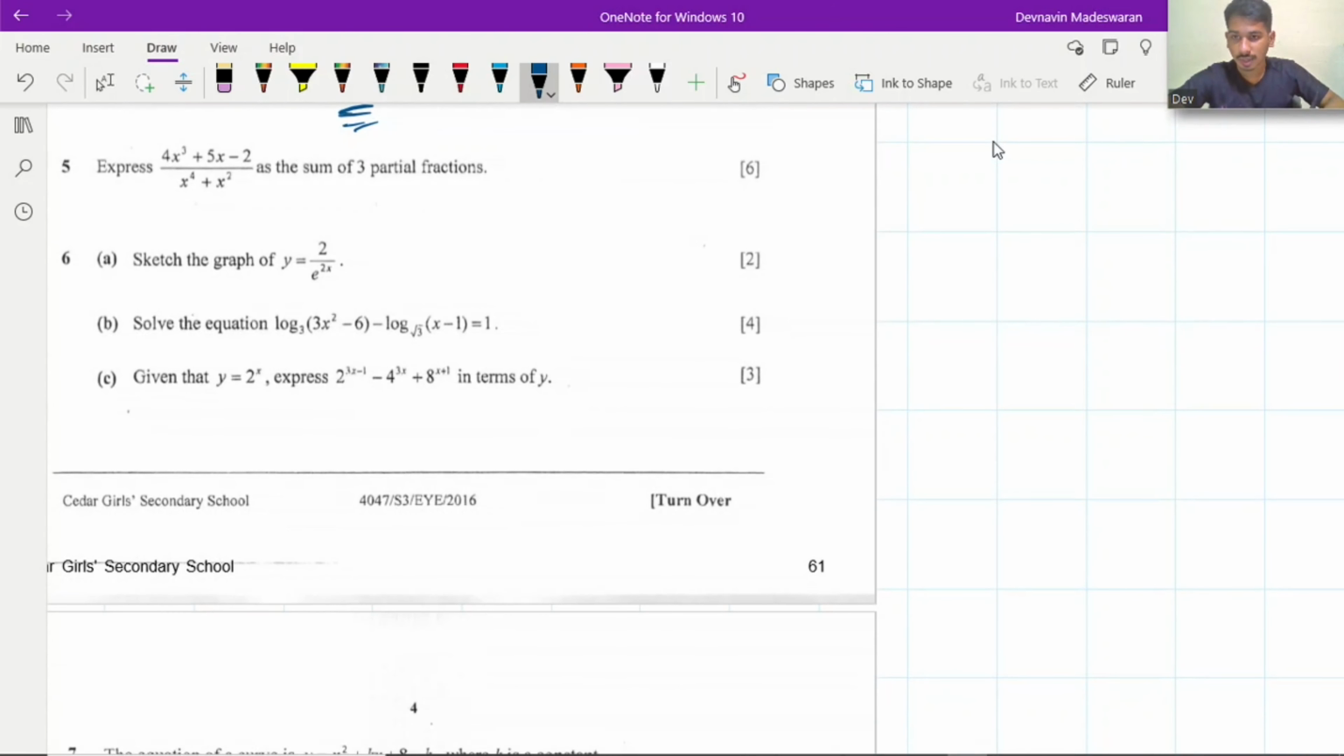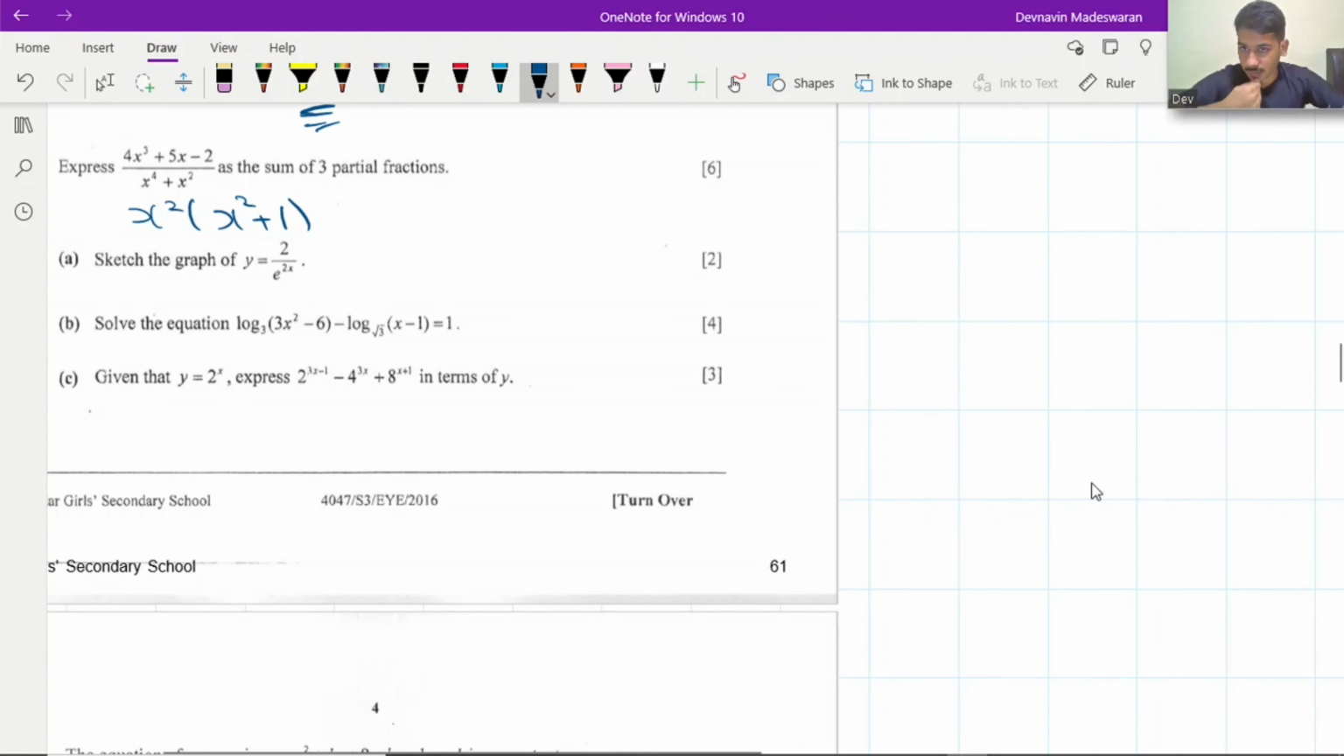Partial fractions. Okay, should be a standard question. The denominator can be factorized into x squared, then x squared plus 1, and it can't be further factorized. So we're going to try to split it up, right?